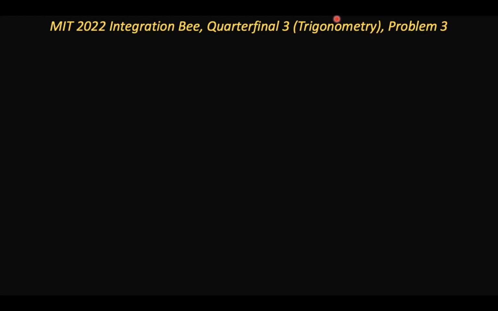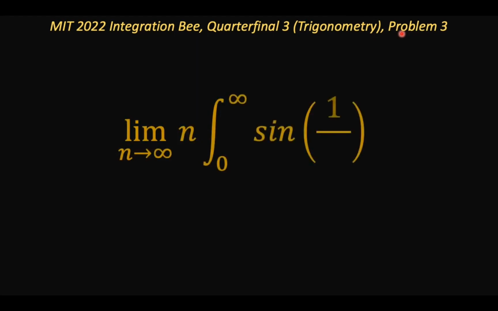Problem 3. So the problem is the limit as n tends to infinity of the product of n and the integral of sine of 1 over x to the power n, from x equals 0 to x equals infinity. So very beautiful problem.